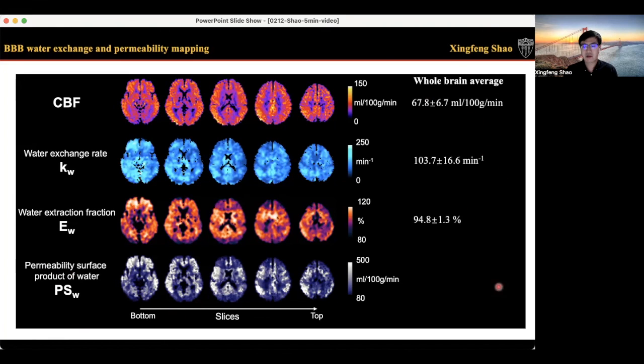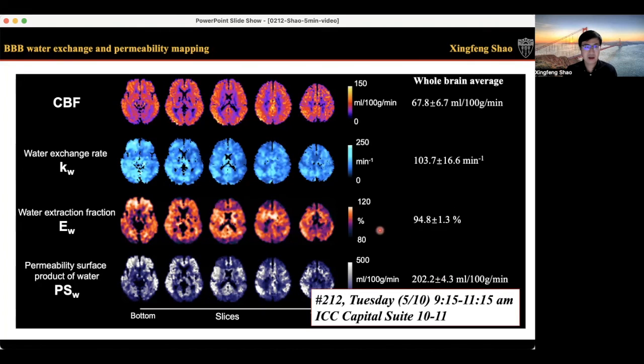Here are 5 slices of the CBF, kW, EW, and PSW maps. The global average values of the CBF, kW, EW, and PSW match the literature of the kW and PSW studies very well. And you can notice here, the EW is about 95%, which indicates the PLDs of about 2.4 and 2.7 seconds are sufficient to estimate the total extraction ratio as well.